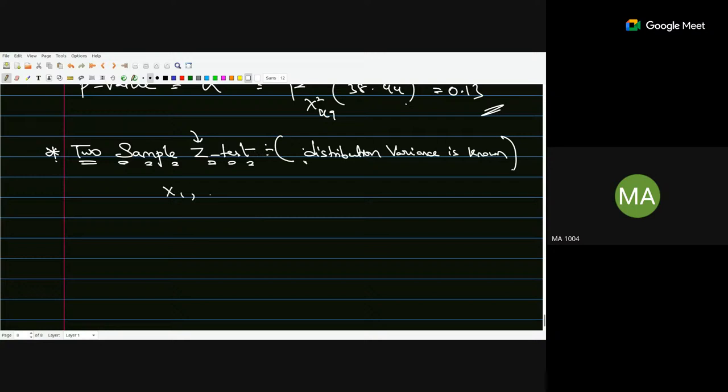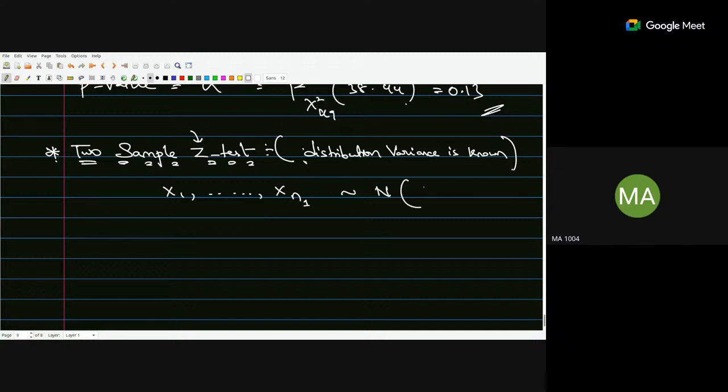So what is this two sample test? We will be given some samples, or just the two different datasets from the distributions, and you will draw some samples. So x1 to xn1.